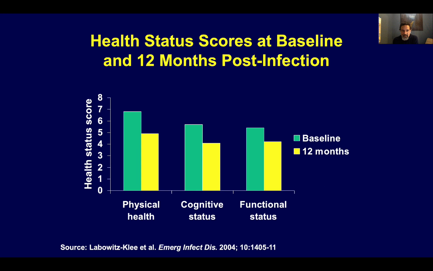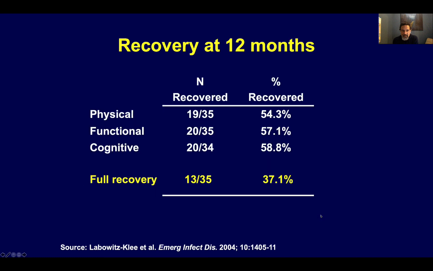Looking at their recovery relative to baseline, which again was via recall, in all domains, the surviving West Nile patients reported lower scores compared to baseline. And when we calculated our estimates of recovery, you can see that in all domains, less than 60% of people had sort of recovered, physically, functionally, or cognitively.